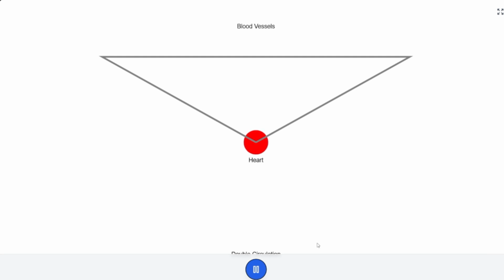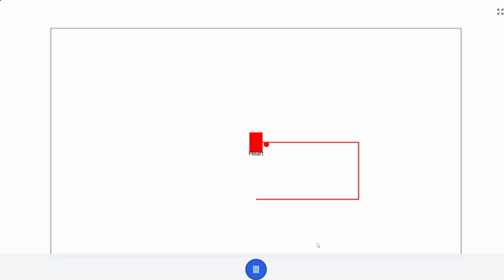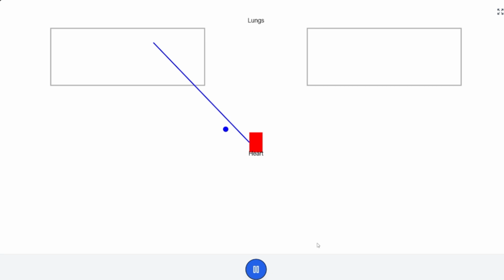Humans have a double circulation system. The first type is systematic circulation, where blood travels between the heart and all other body parts. The second is pulmonary circulation, where blood flows specifically between the heart and the lungs.